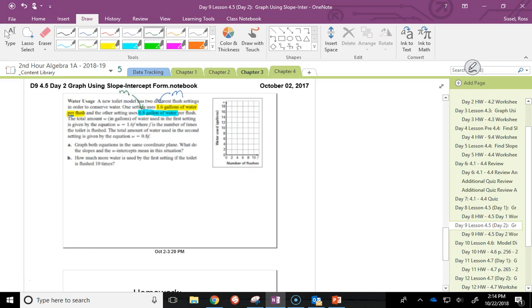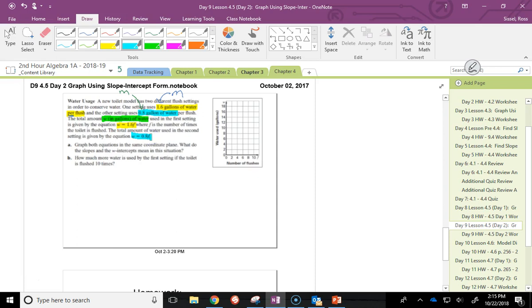The total amount W, I'm going to use the third color, in gallons of water used in the first setting is given by the equation. Oh, that's good. W equals 1.6 F, where F is the number of times the toilet's flushed. Okay. The total amount of water used in the second setting is W equals 0.8 F.